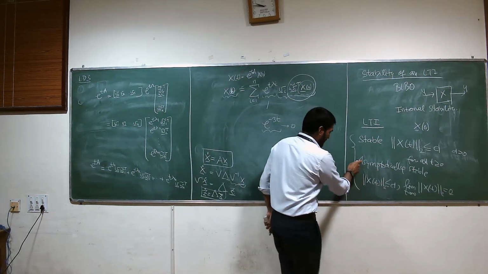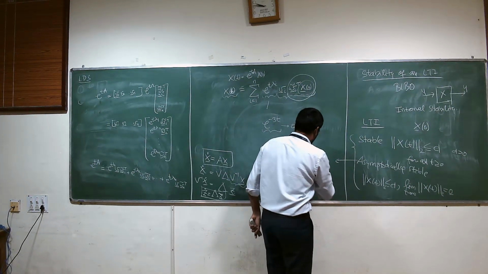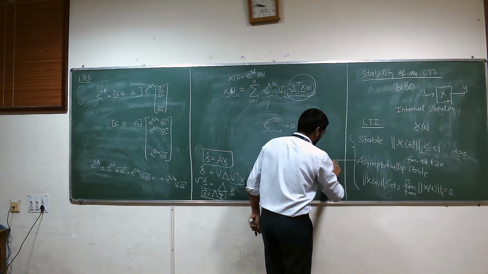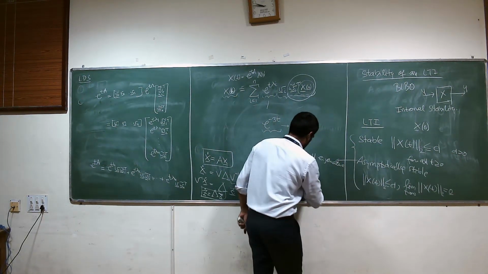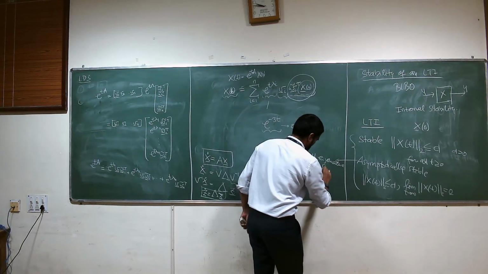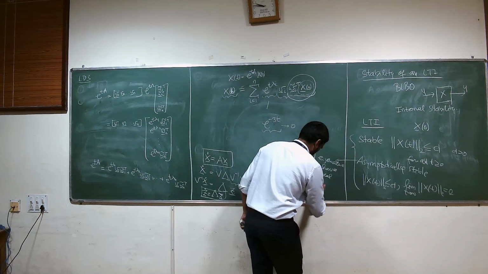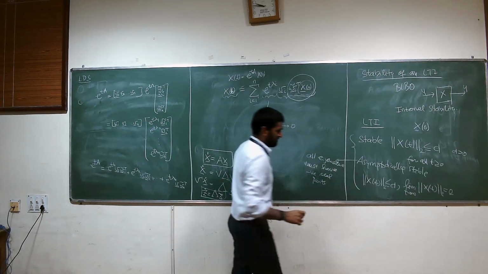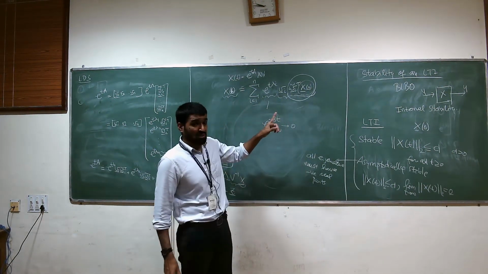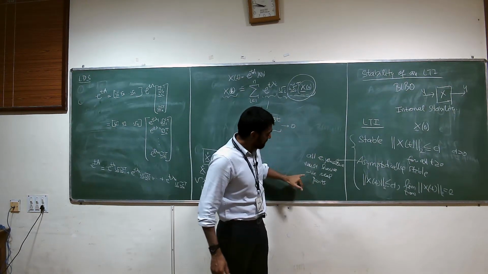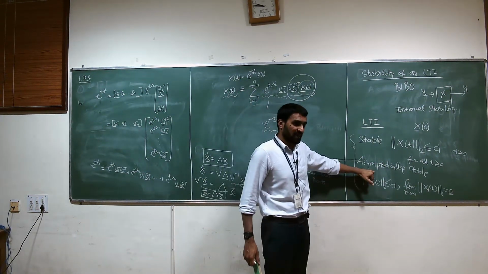So for asymptotic stability, all eigenvalues must have negative real parts. So whenever you have an LTI system whose eigenvalues, all eigenvalues, have negative real parts, then you have an asymptotically stable system.